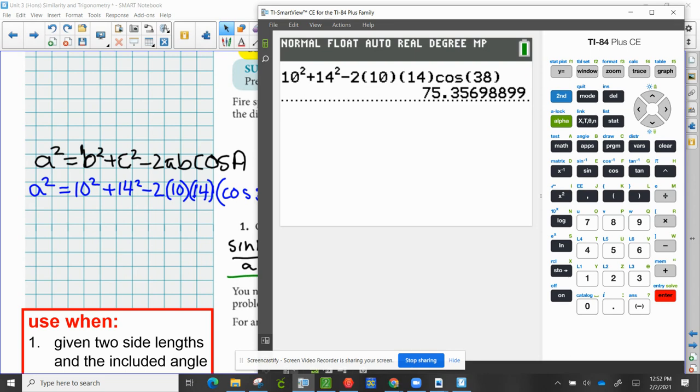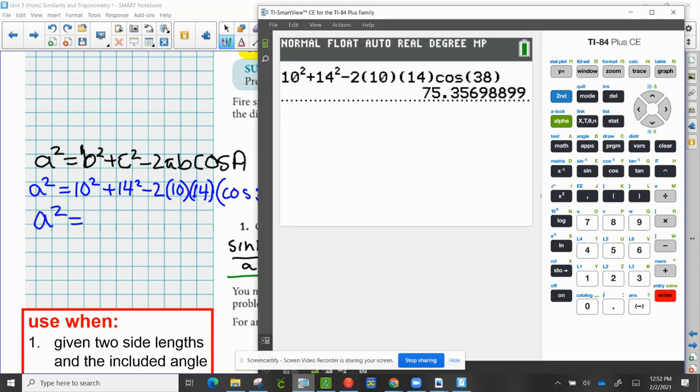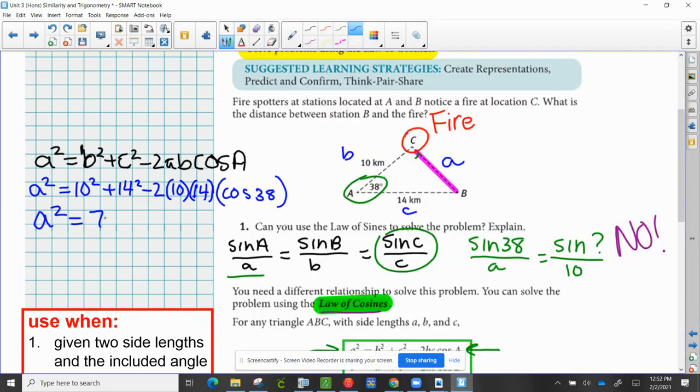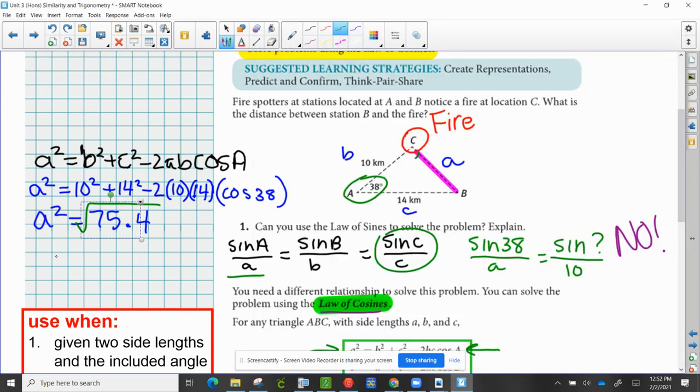Okay. Now remember, this is going to give us a squared. So let me just round this a little bit. 75.4. So if this is a squared, how do we find just a? Well, we just have to square root that number. So in my calculator, I'm just going to hit square root. I'm going to hit second and get the answer. So this is going to take the answer from the previous problem. And there is our final answer. So let's round this, 8.7 kilometers.